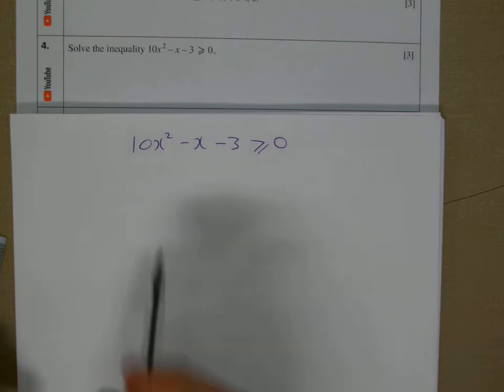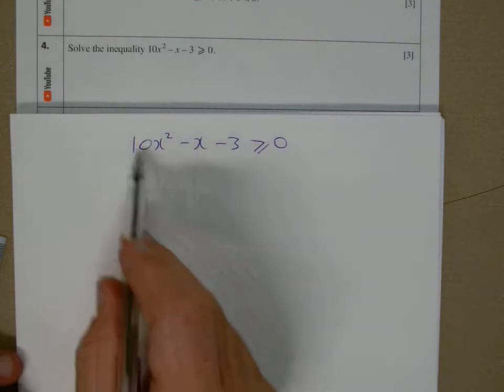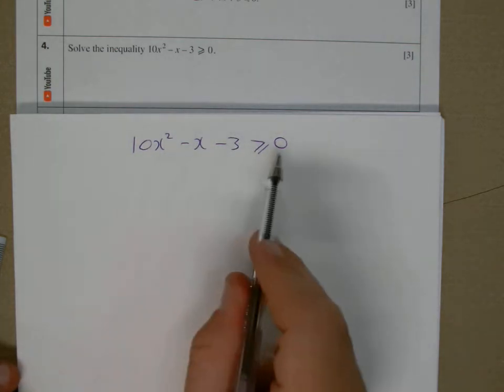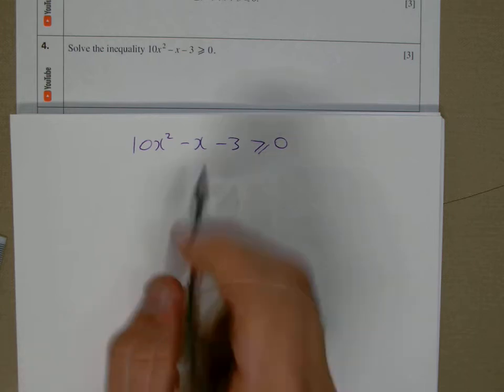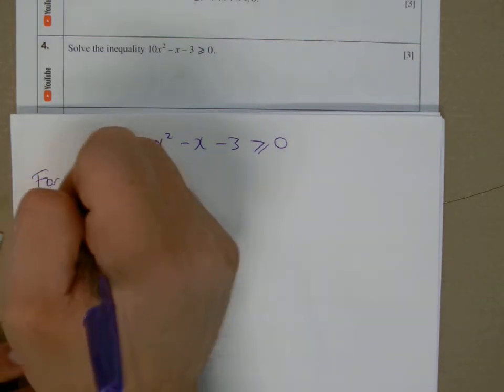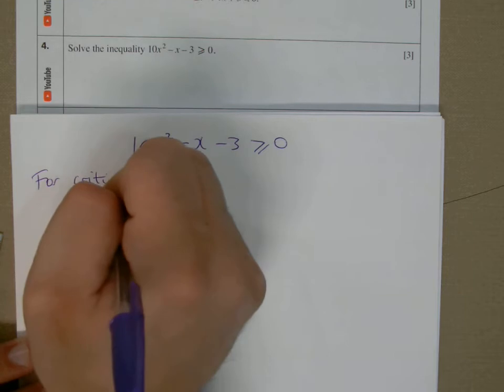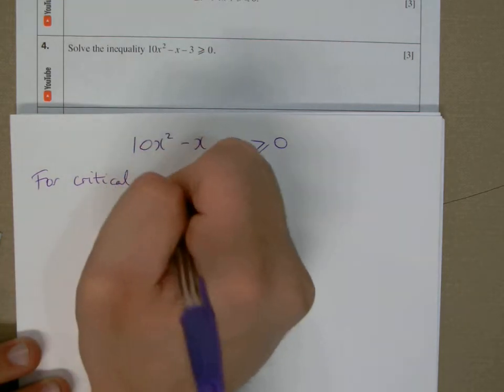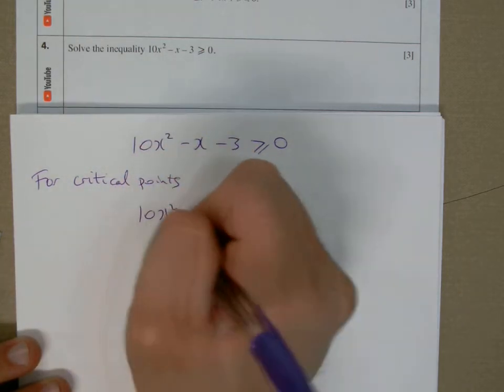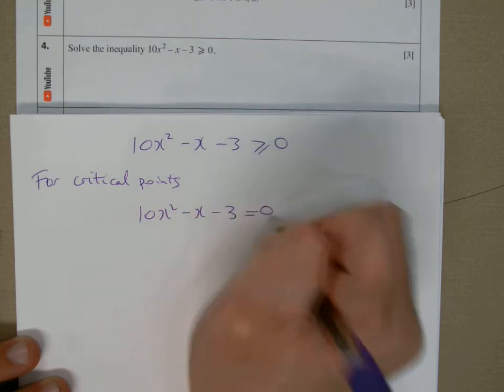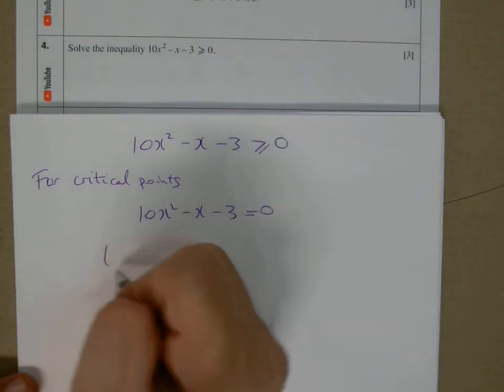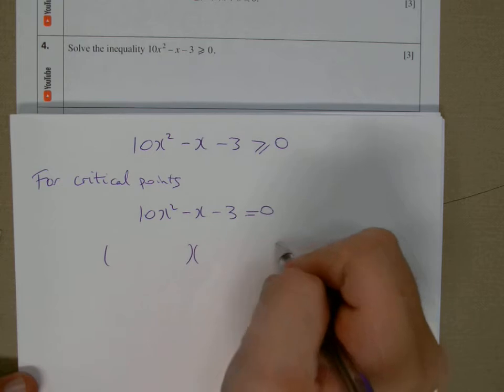So question 4 here, again to solve this inequality, to get the range of solutions, we need to look at the critical points, okay? So we're going to try and find what they are, and we do that by solving this equation, setting it equal to 0, okay? And we'll have two brackets then, we're going to factorize it, okay?